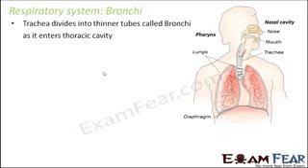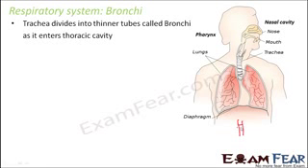What are these? These are the thinner tubes into which the trachea divides as it enters the thoracic cavity. Now, as we discussed, the trachea goes up to the mid-thoracic cavity. After that, it gets divided into bronchi. So, how do they divide? Now, let us see the division of the trachea.